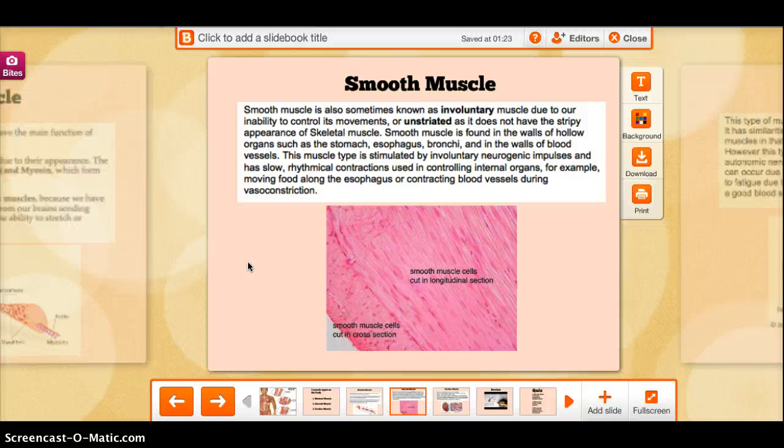And this muscle type is stimulated by involuntary neurogenic impulses and has slow rhythmical contractions used in the controlling of internal organs, for example, when moving food along the esophagus or contracting blood vessels for vasoconstriction. You can see here how they have a smooth appearance.